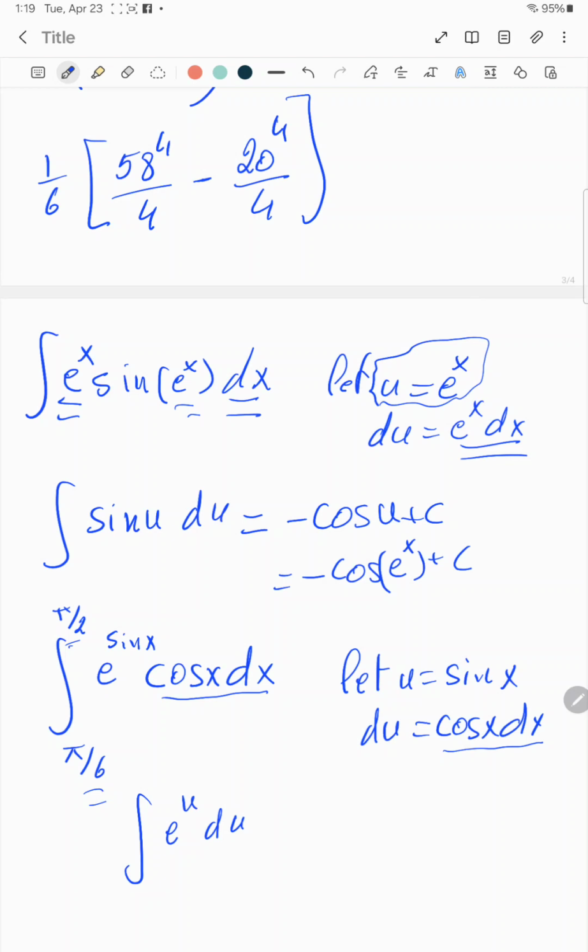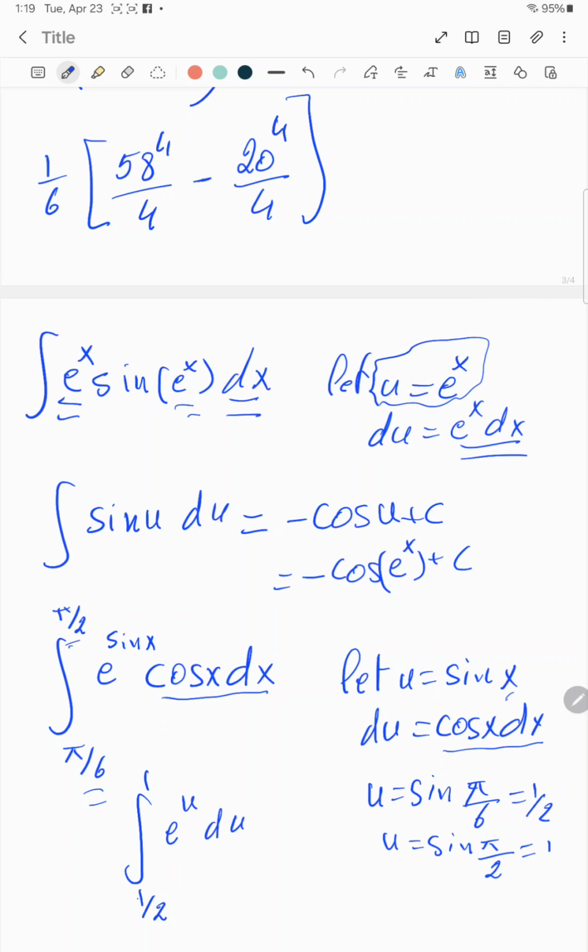And now I want to see what I should put here instead of pi over 6. I replace my x by pi over 6 in my u. So u equals sine of pi over 6, and sine of pi over 6 is equal to 1/2. So I will put here 1/2, and if I put u as sine of pi over 2, which is equal to 1, so between 1/2 and 1.